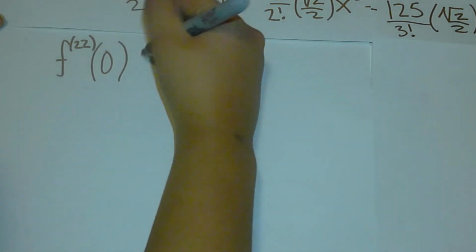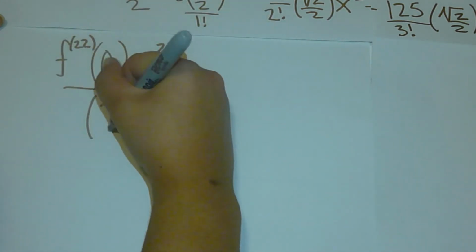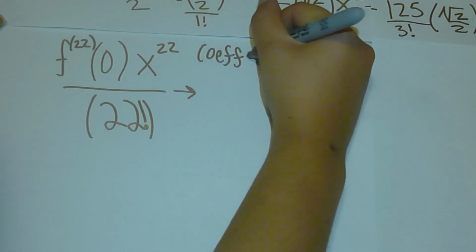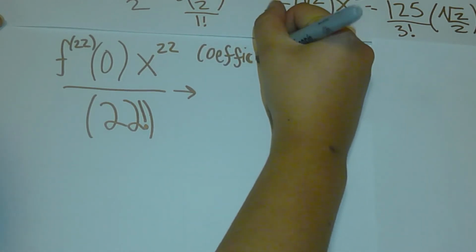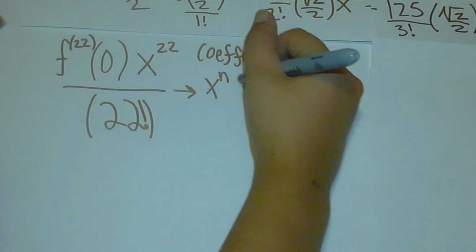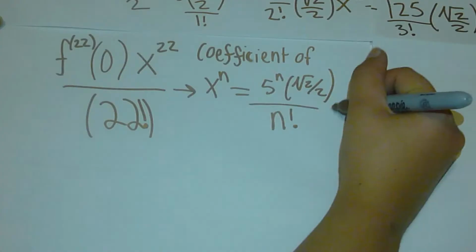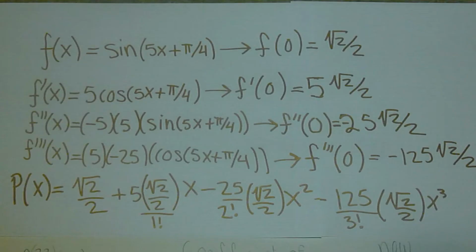So here we're just plugging in 22 for n, and we see that the coefficient of x to the n is 5 to the n times the square root of 2 over 2 over n factorial. And we see that because at f of 0, it's 5 to the 0, at f prime of 0, it's 5 to the 1, at f double prime of 0, it's 5 to the 2, and so on. And each time the constant is the square root of 2 over 2, and the factorial increases by 1 according to the term as well.